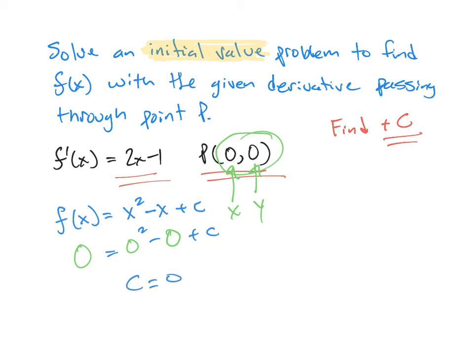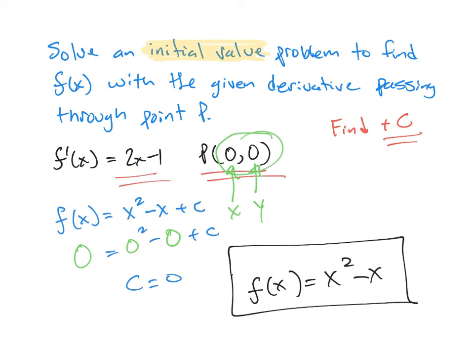And now that we know c is 0, we know that the function that goes through (0, 0) and has the derivative 2x minus 1 is this f of x. It's just x squared minus x. That is the only function that goes through the origin that has this derivative.